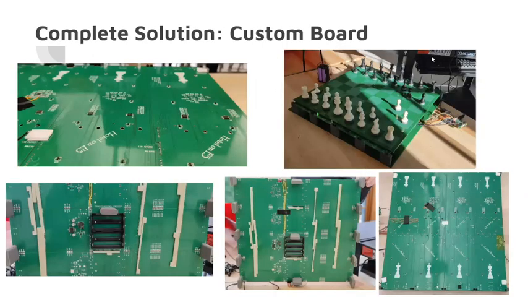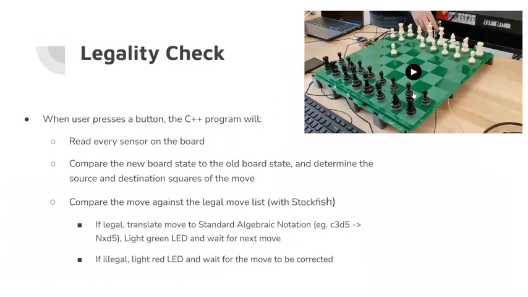These are just more pictures of the full custom board. The top left is a closer view of what the sensors look like and the multiplexers. The bottom images on the left and center show the underside of the board. Here you can see all the battery storage and the power regulation. In the top right, you see the full setup again, where the PCB is under the top layer of acrylic, and the pieces sit on top of that top layer of acrylic.